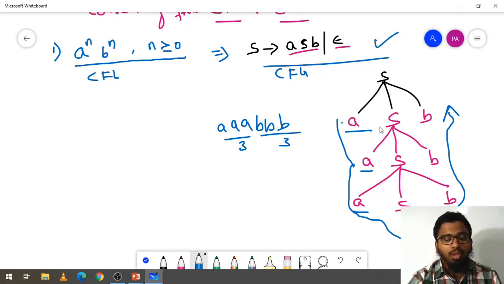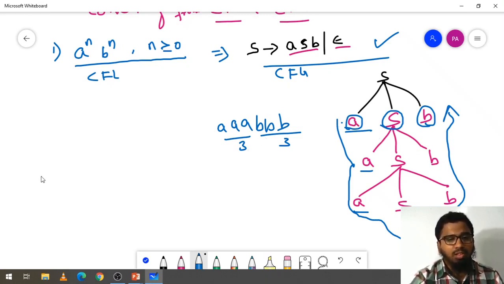And for this we need to make a tree and we can get it like this. So here the thing is, capital S is a non-terminal that you can expand, and a and b are terminals where you can stop. So this is one example.